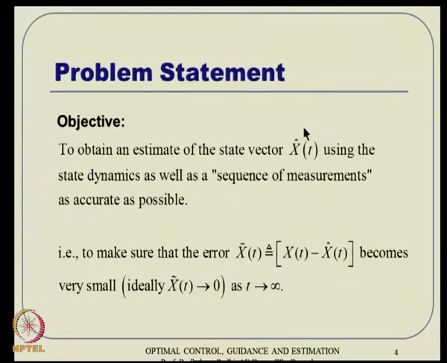So, this is the process that we are interested in getting some x hat of t. In the process we will use system dynamics as well as a sequence of measurements, and then we will get some estimate x hat of t, in the sense that the error between x and x hat, if I define x tilde as that, then it goes to 0 as t goes to infinity. Initially there will be some error, but as time evolves this error will not be there. This means x hat will closely mimic or closely resemble x.